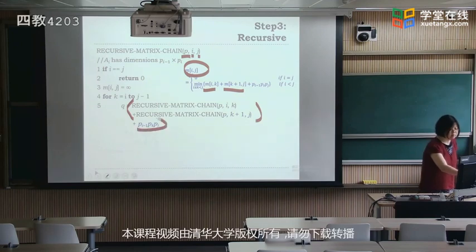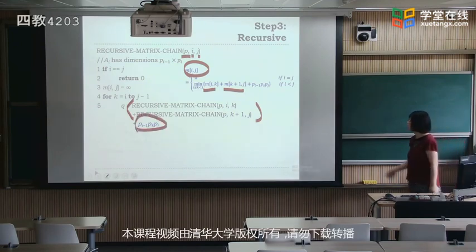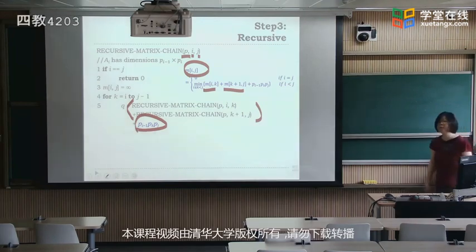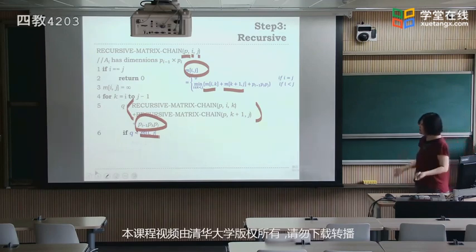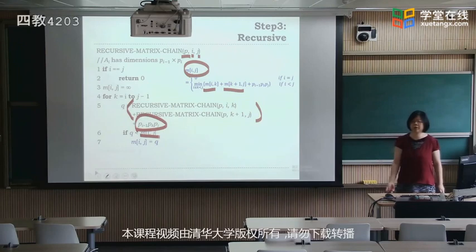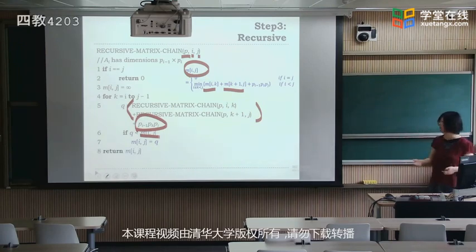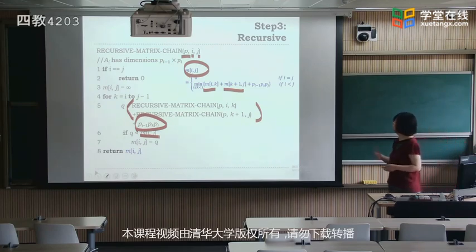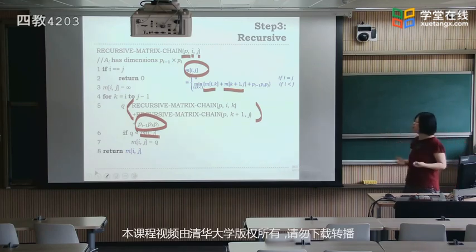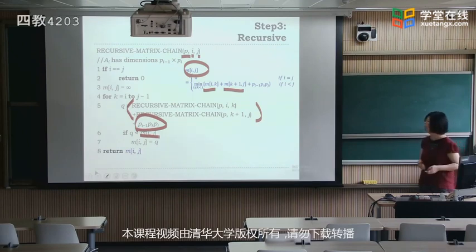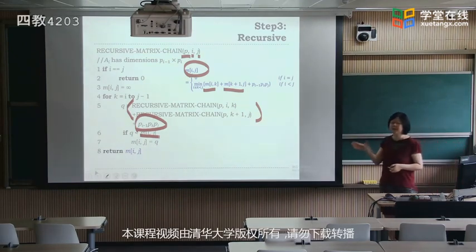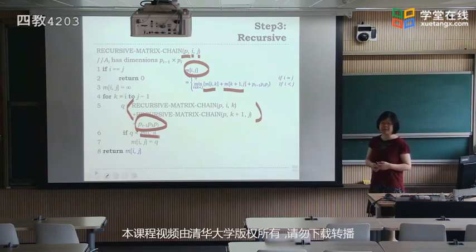And also we calculate the cost of the final multiplication, and then we check if this cost is smaller than the current minimum cost. If it is, we update the current minimum cost. Okay, and then we return this value m[i][j]. This is a direct implementation of this recursive relationship. However, this algorithm is very expensive. Let's write down the recurrence of running time.